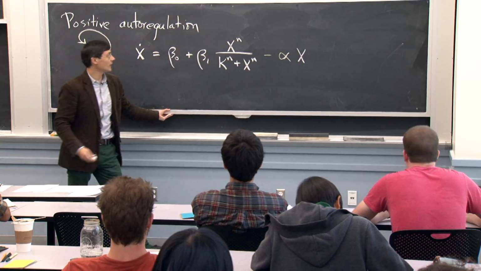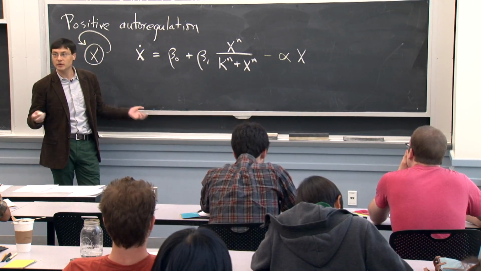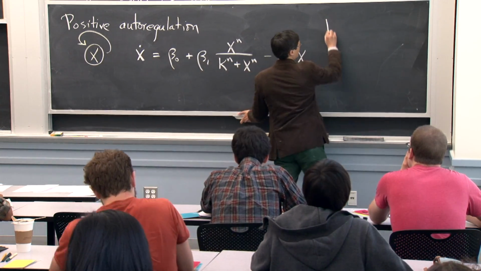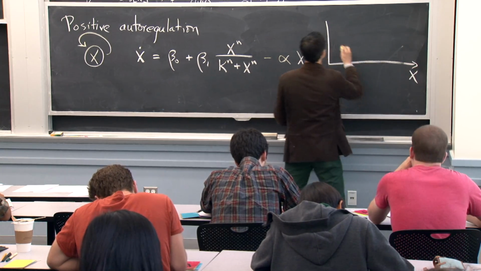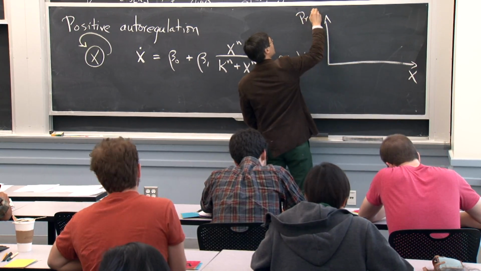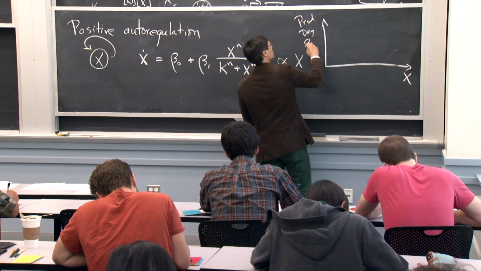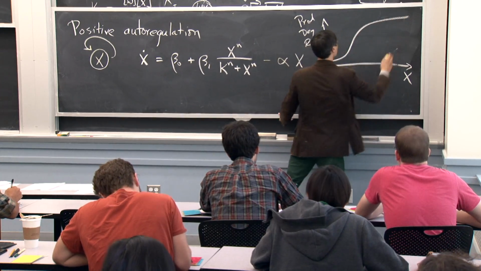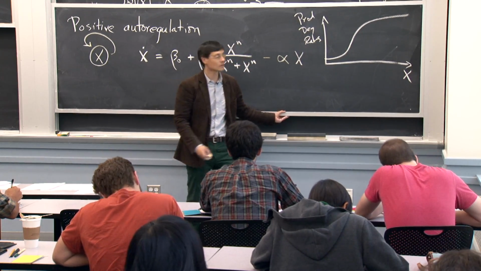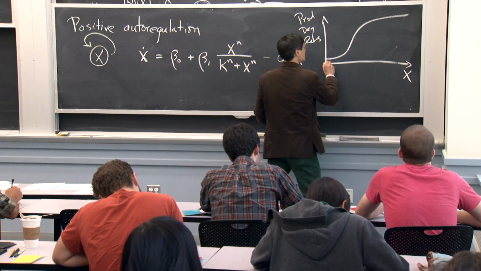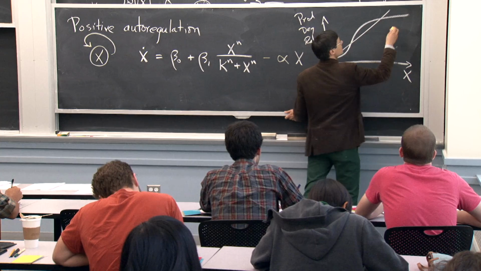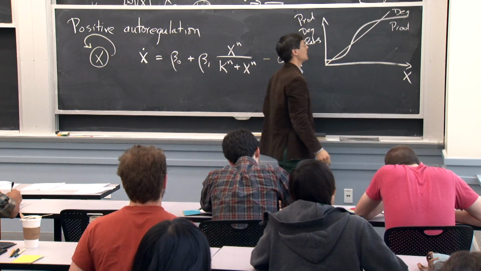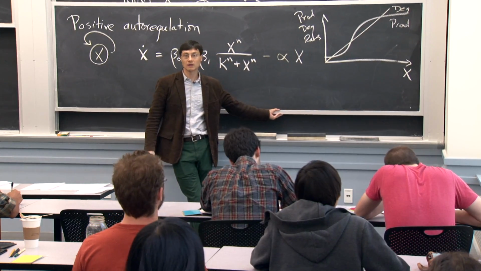Now, if you just look at this, you might think, I don't know what this is going to do. But you've got to draw things out. Once you draw it, you'll see that it's pretty straightforward. Again, this is the production and the degradation rates. That's production. And degradation, for example, might look like this. This is the production, this is the degradation, so that's the alpha x term.